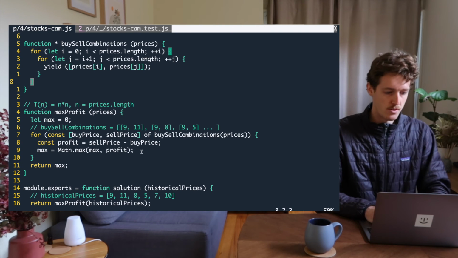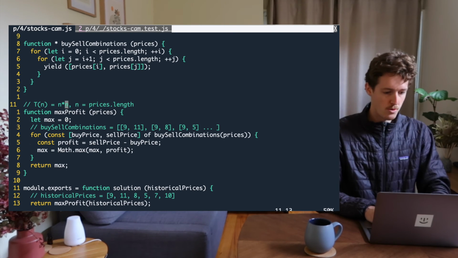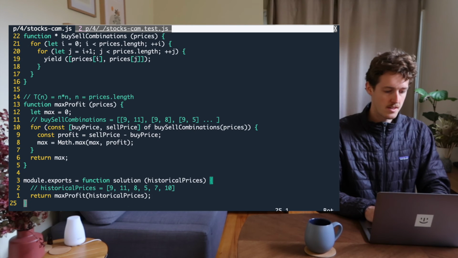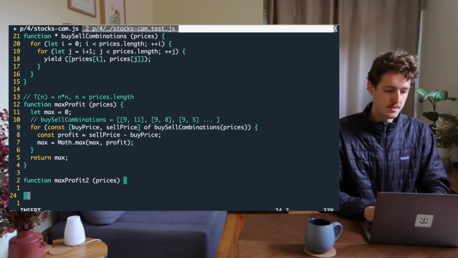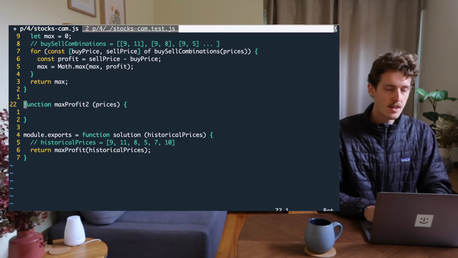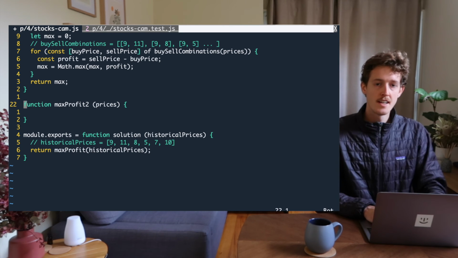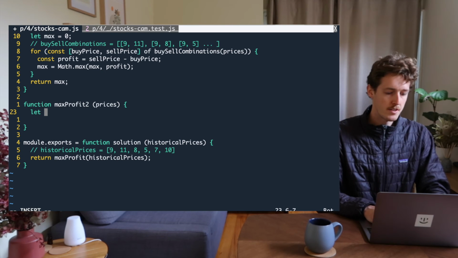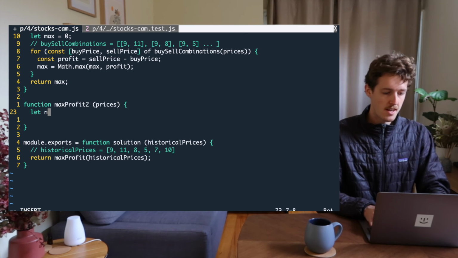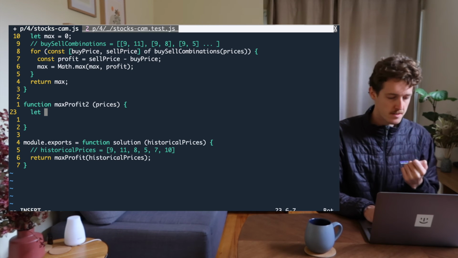So let's have a look. I'm going to call this max profit 2, prices. And the idea is that I'm going to say what I want.